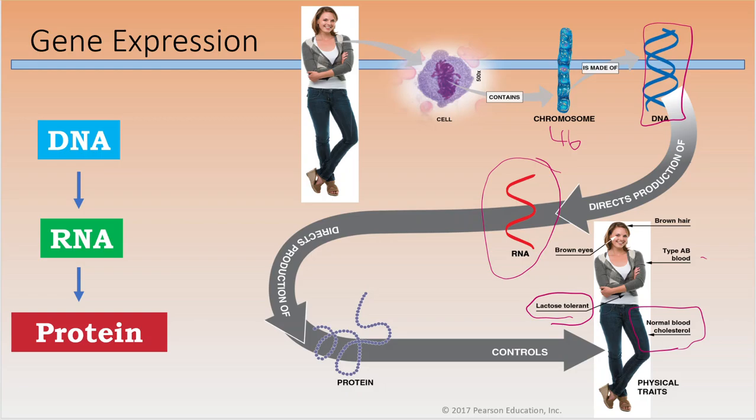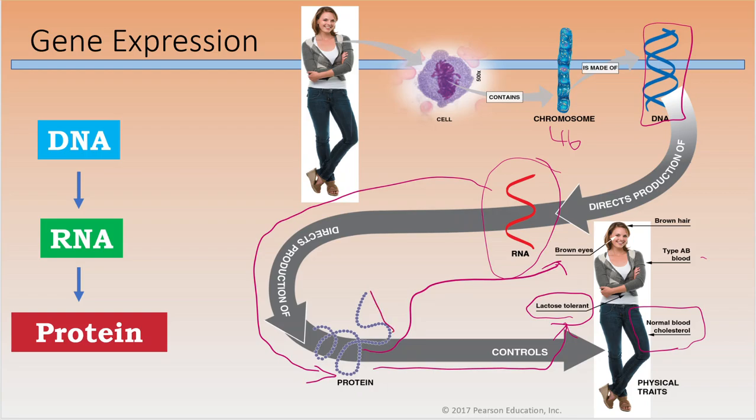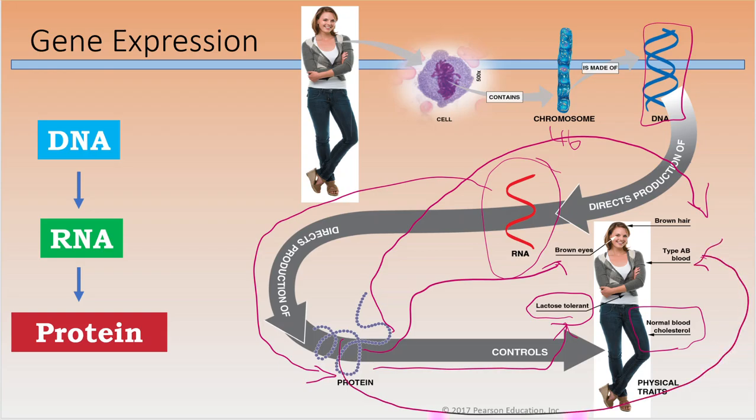RNA is small enough to exit the nucleus. So when you make RNA, there's a lot of RNA then in the nucleus, and it will freely exit the nucleus and head to the cytosol or cytoplasm, where it will encounter a ribosome. That RNA is then going to be converted into a protein, and that protein can code for being lactose tolerant or intolerant, having brown eyes, green eyes, blue eyes, hazel eyes, brown hair, red hair, blonde hair, your type of blood, whether you have normal cholesterol or a different type of cholesterol. This is your genetic expression.